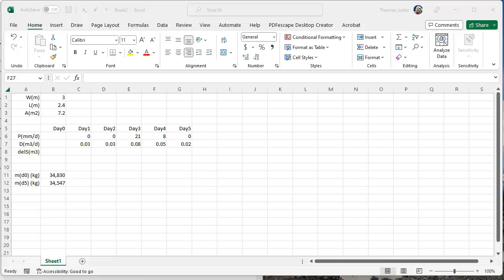I'm going to go over this lysimeter problem in Excel because Excel just makes the calculations so much easier. But I'll also try to show how to do it by hand as well. So first of all, I've opened up Excel and these are the data for the problem.